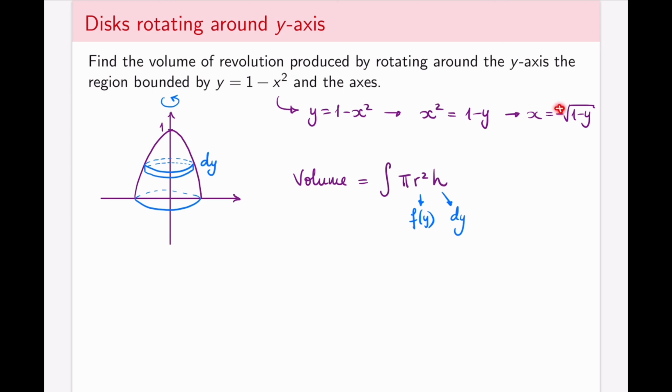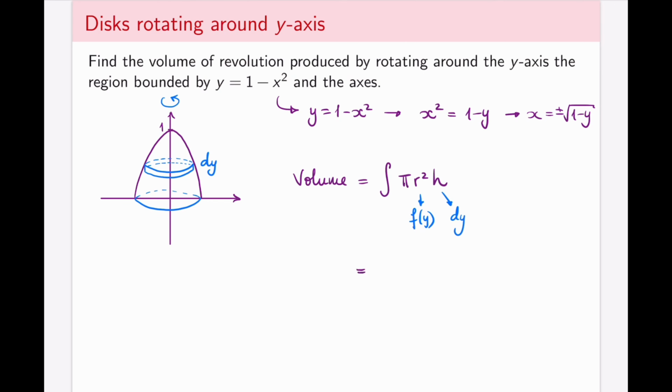If I take the positive, it means that I'm taking only the positive x's, and the positive x's are going to be in this direction, so that means that I'm taking only this piece of the parabola, but when rotated, that will be enough to produce the entire solid. I can of course also take the negative to be this portion. This rotated will also produce the same volume. I only need to take one of them, so I'm going to take the positive.